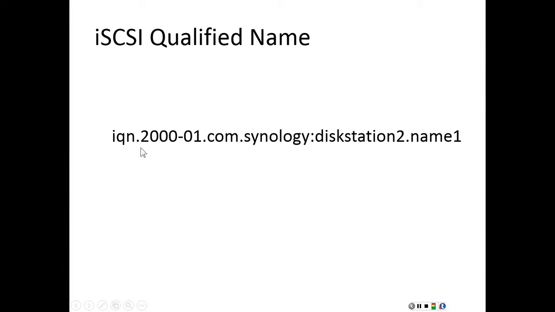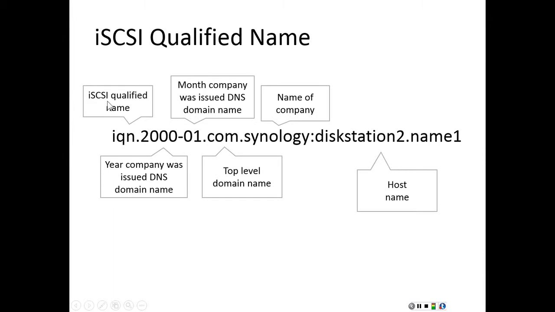Let's look at the components of this iSCSI qualified name. IQN stands for iSCSI qualified name. 2000 is the year the company was issued the DNS domain name. 01 is the month the company was issued the DNS domain name. .com is the top level domain name, and Synology is the name of the company. DiskStation.2 .name1 is the host name, meaning the name of the disk array.